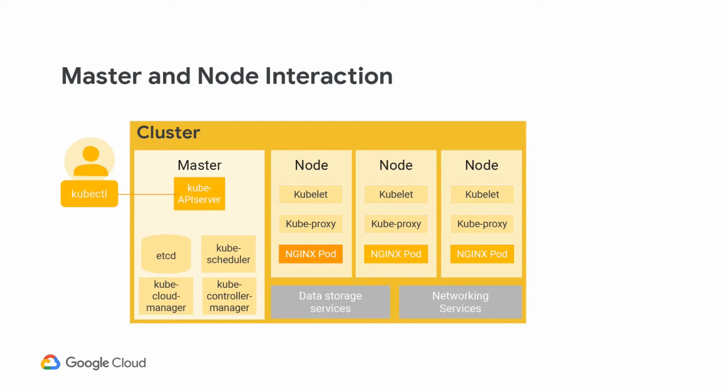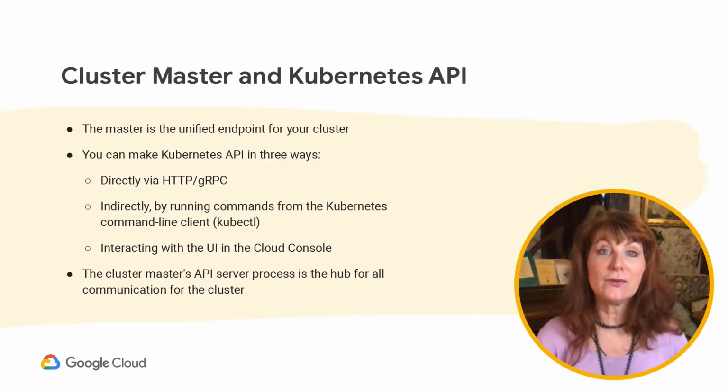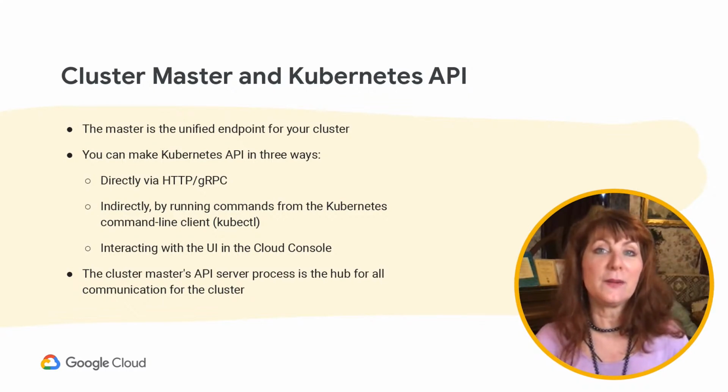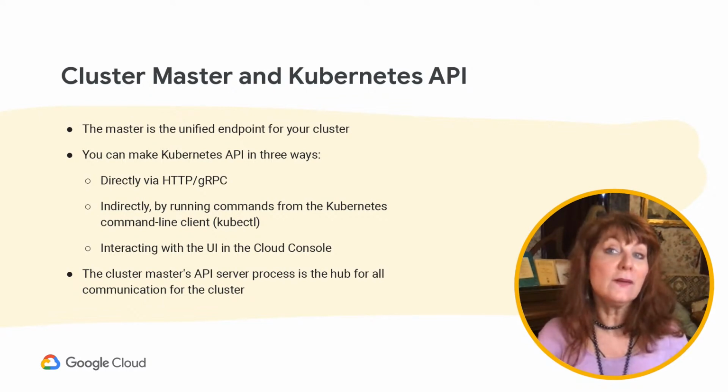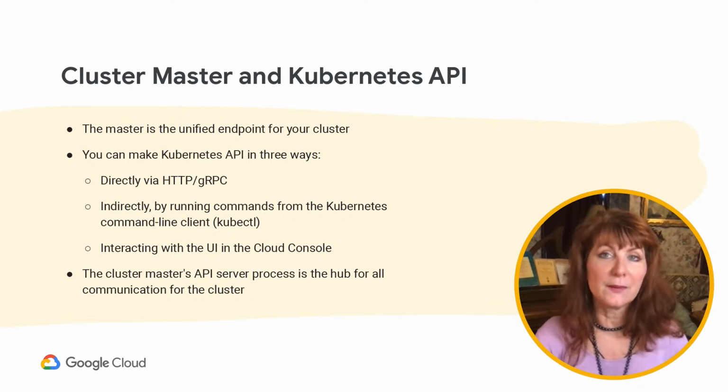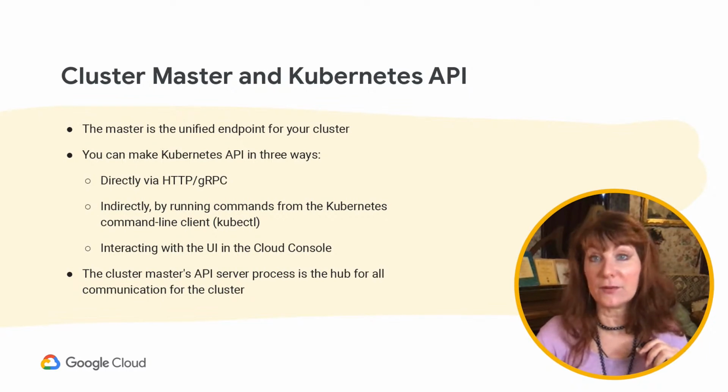Now remember, the master and the nodes communicate using the Kubernetes APIs. The master is the unified endpoint for your cluster. And you can make Kubernetes API calls directly via HTTP, gRPC, or indirectly by running commands from the Kubernetes command line client, kubectl. You can also interact with the user interface in Cloud Console. All interactions within the cluster are done via the Kubernetes API calls. And the master runs the Kubernetes API server to process and handle those requests.